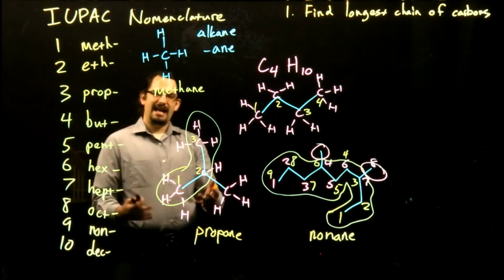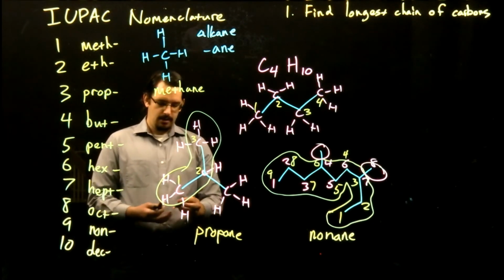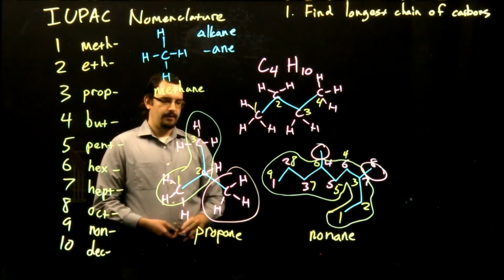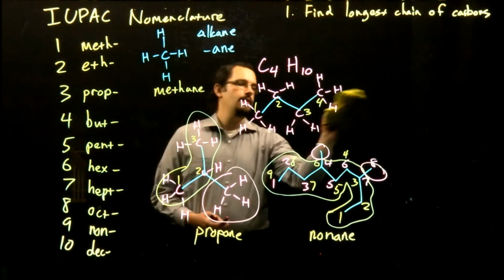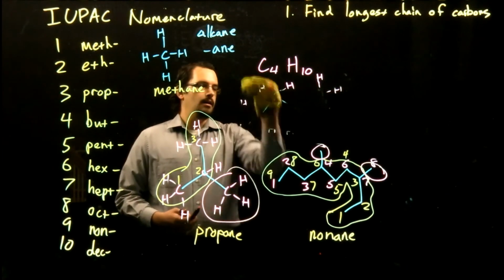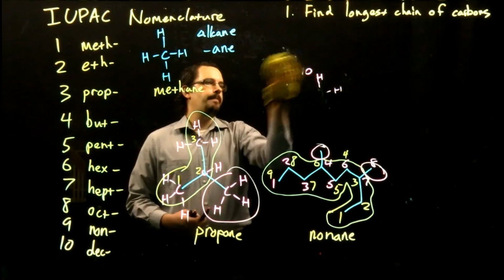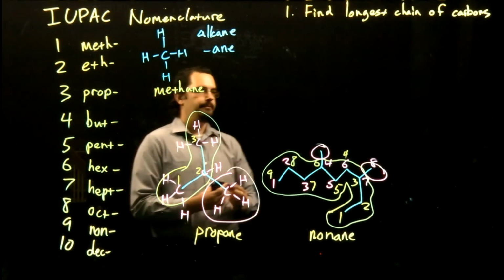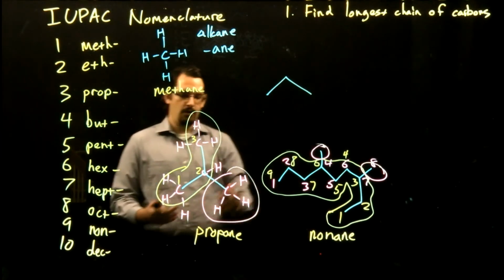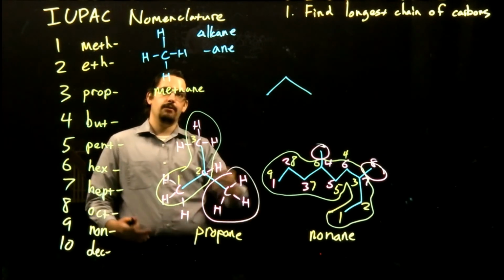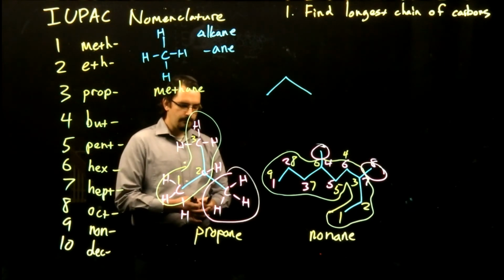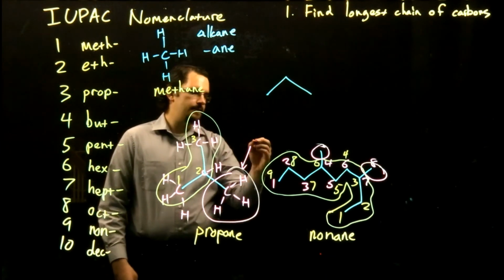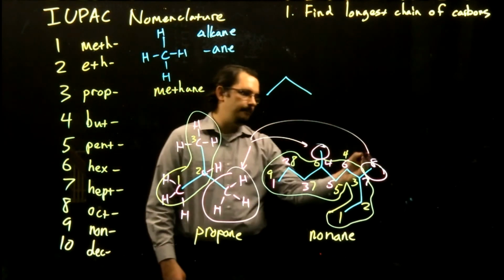But again, I haven't given anything in my name to indicate this extra group over here. Right? There's nothing to distinguish this propane versus the propane that we've seen previously, which would just be our simple 3 carbons in a straight line. So there's nothing in my name right now to distinguish between these 2 structures. So we need something that we can use to name these groups that aren't a part of the parent chain.